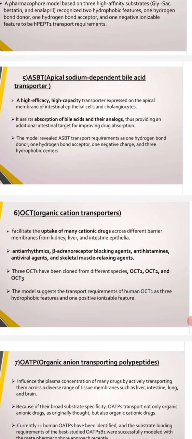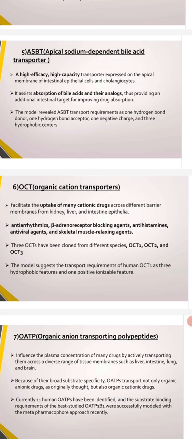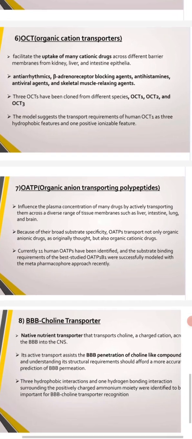hydrophobic centers. And the sixth one, organic cation transporters, facilitate the uptake of many cationic drugs across different barriers and membranes from kidney, liver, and intestine epithelia, including antiarrhythmics, beta adrenoreceptor blocking agents, antihistamines, antiviral agents, and skeletal muscle relaxants. These OCTs have been cloned from different species: OCT1, OCT2, and OCT3. The model suggests the transport requirements of human OCT1 as three hydrophobic features and one positive ionizable feature.